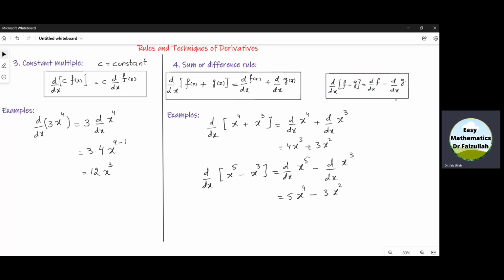Let us write another example in this portion: d by dx of 1 over 3 into x cubed. To differentiate this, we take 1 over 3 outside, and we are differentiating only x power 3. From this we have 1 over 3, and now by the power rule, 3x squared. 3 will cancel with 3 and we get the solution, which is x squared.